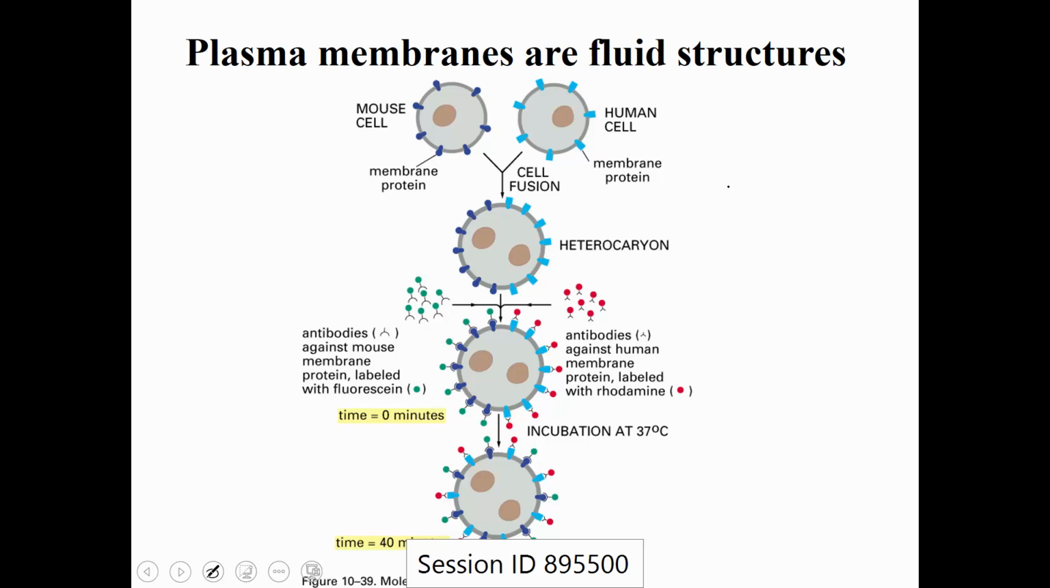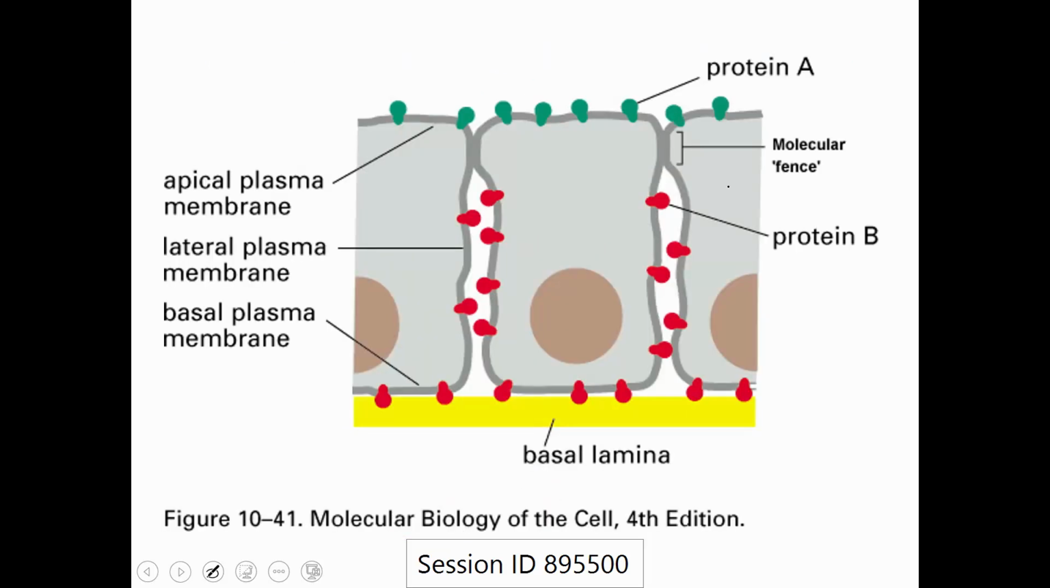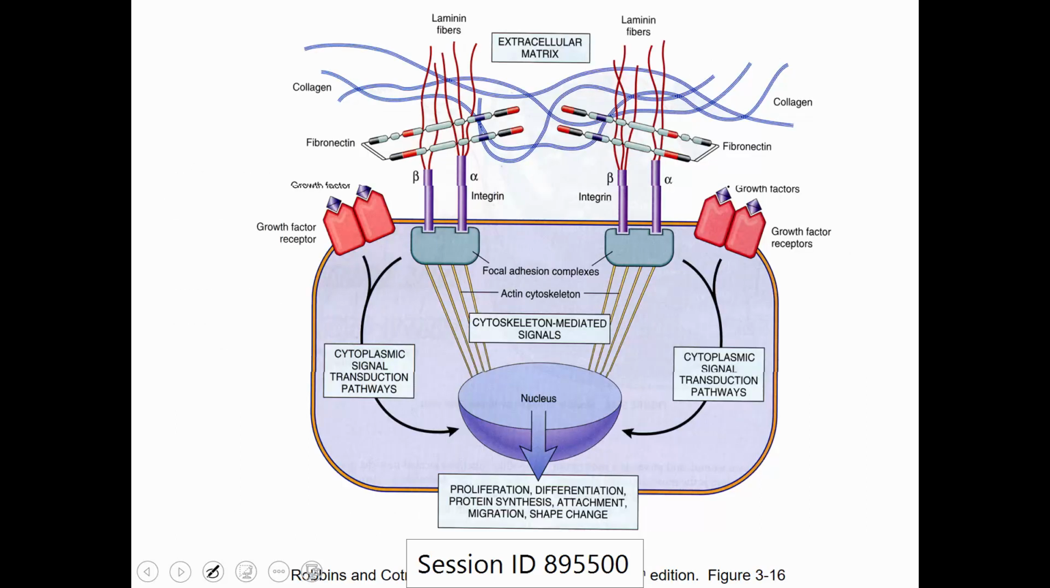Okay. Last thing I want to say is, membranes are fluid structures. So if I fuse different cells together, mouse with human, over time these proteins will kind of go around, right? So they're very fluid. These are blood cells, cells that are in circulation. But remember, there are ways to restrict the movement of proteins and lipids on surfaces. Here we talked about molecular fences. We talked about the apical junctional complexes, restricting movement of proteins from the apical side to the basolateral surface of epithelial cells.